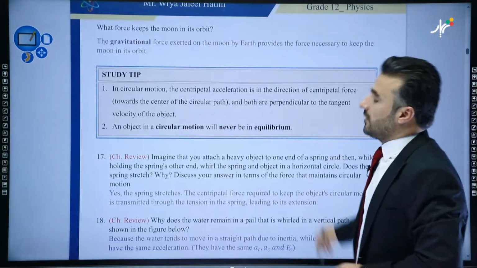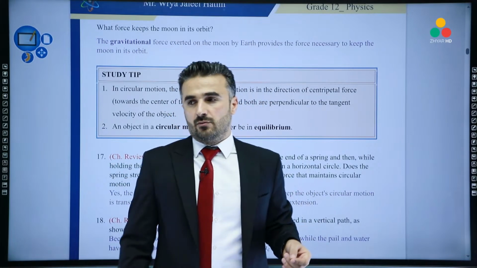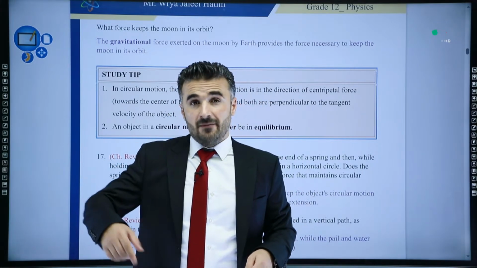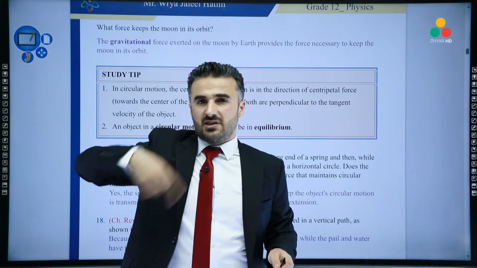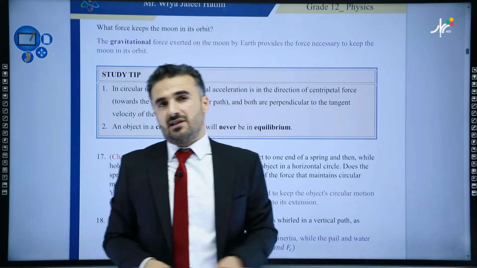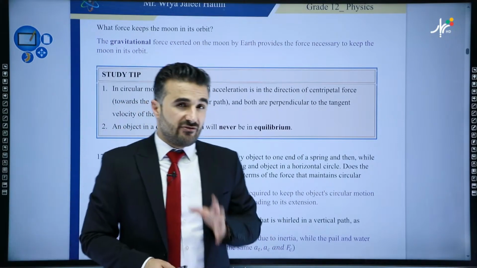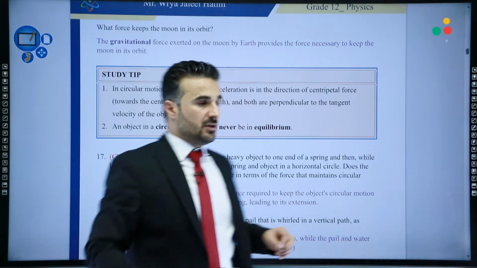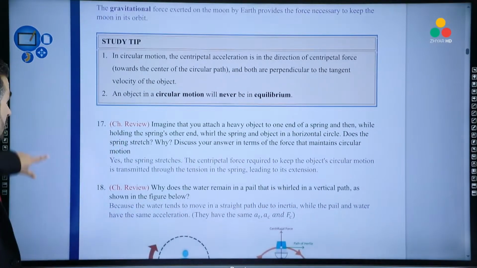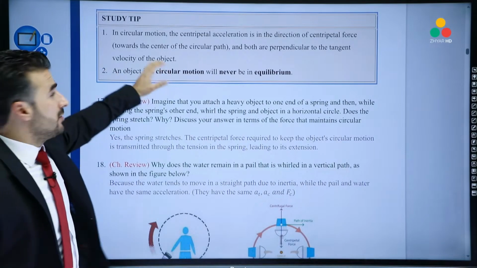What force keeps the moon in orbit? Remember, not only does the Earth move around the sun, the moon can also orbit the Earth. So what force keeps the moon orbiting the Earth? Of course, that is gravitational force. So we can say gravitational force provides centripetal force so that the moon can move in a circular path. And of course, we have these study tips. These are very important. Make sure you go through them as well.